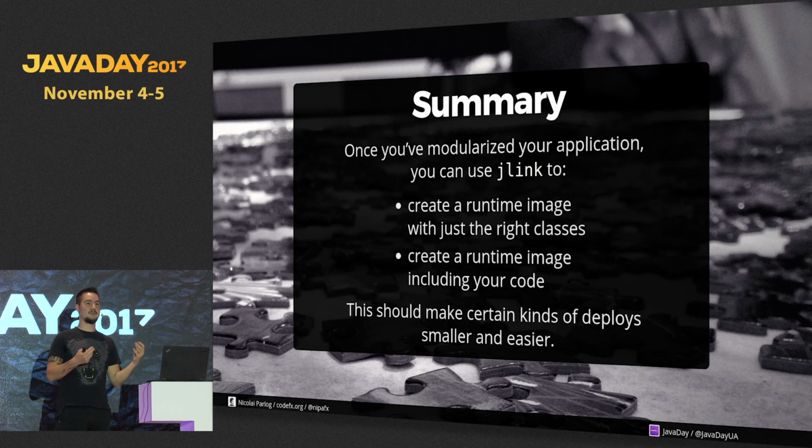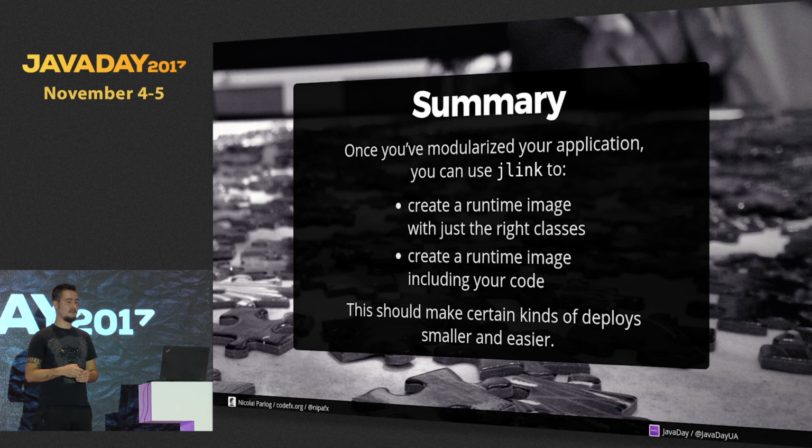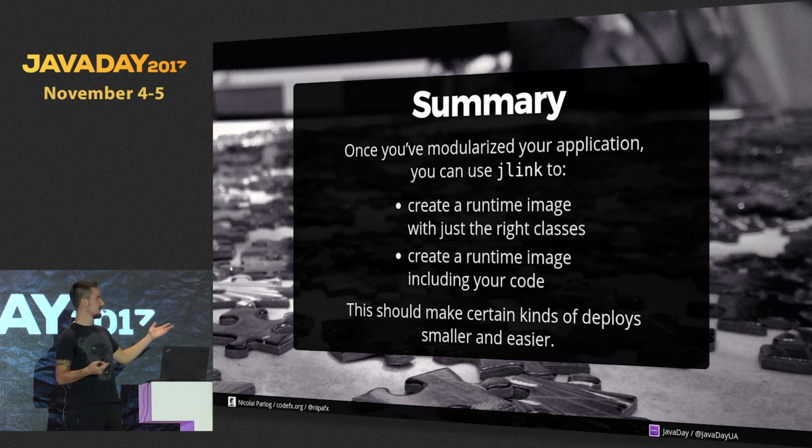For example, if you're delivering a desktop app, it's now very easy to deploy that app, including everything that it needs and nothing more. So it's easier for you to not depend on the JDK install of your customer. If you develop microservices, this shrinks the image size and makes it also easier to launch.